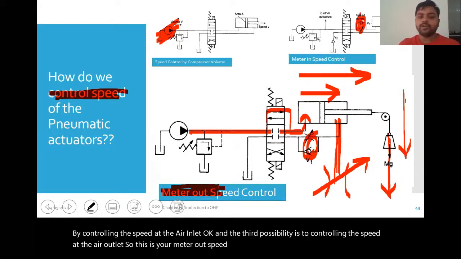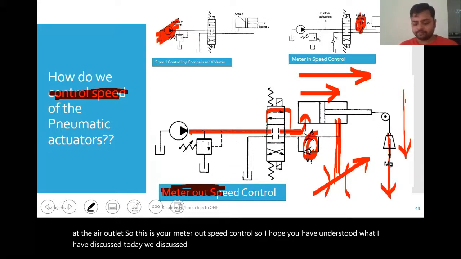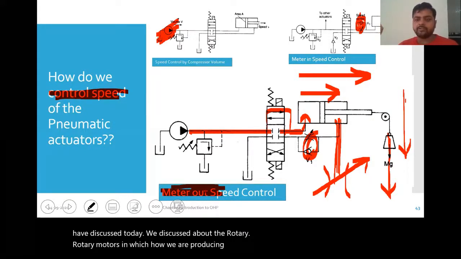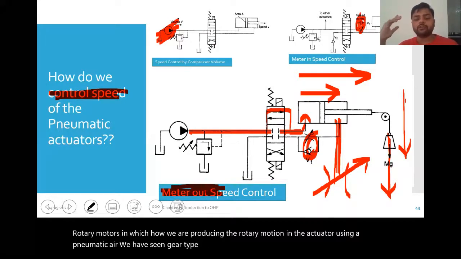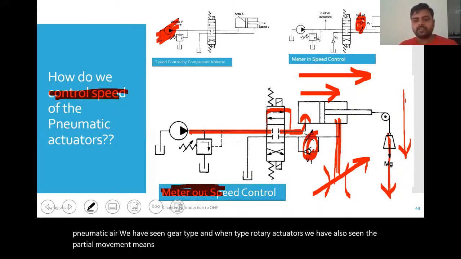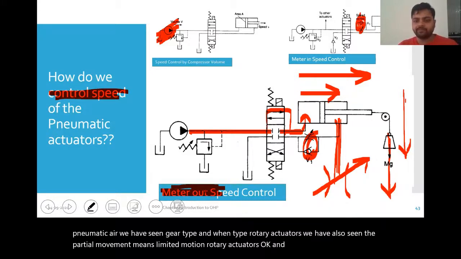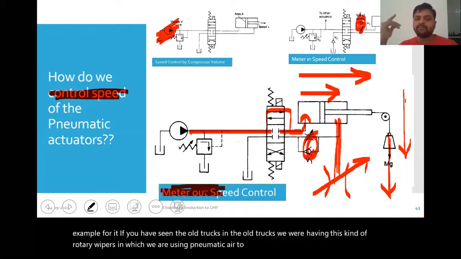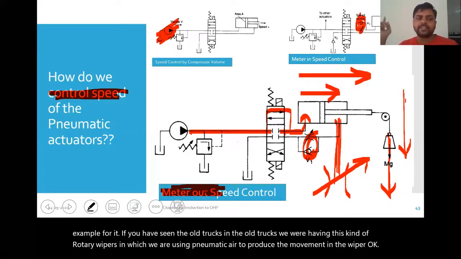So I hope you have understood what I have discussed today. Today we discussed rotary motors, in which we produce rotary motion in the actuator using pneumatic air. We have seen gear type and vane type rotary actuators. We have also seen the partial movement, meaning limited motion rotary actuators, and the wiper was the best example for it. If you have seen the old trucks, they had these rotary wipers, in which pneumatic air is used to produce the movement of the wiper. And at the end of this lecture, we discussed speed control.